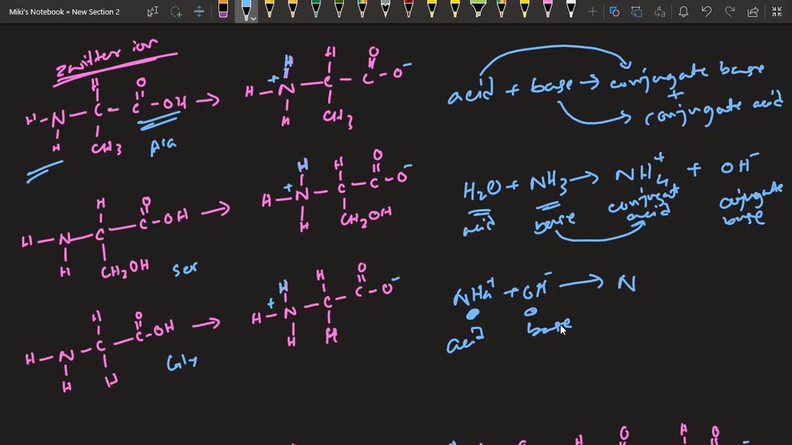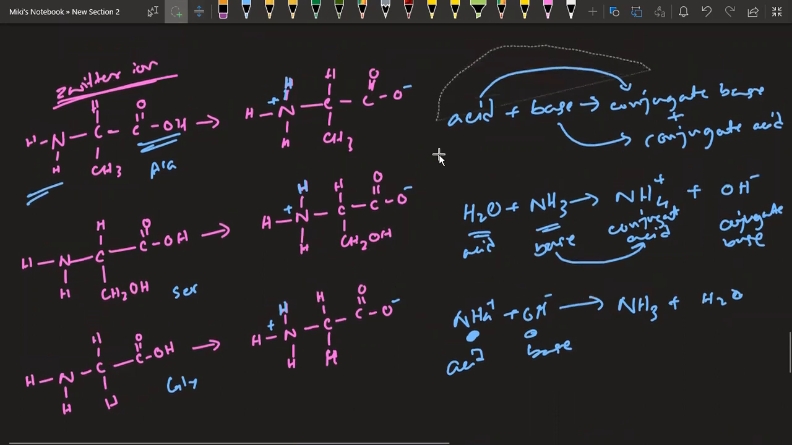Now they are going to react, and the acid is going to lose H plus, forming NH3. It lost H plus, and OH minus is going to gain that H plus, forming what? H2O. Now what did they form? NH4 plus formed the conjugate base, and OH minus formed the conjugate acid. Okay, so this is the process of how it works. I hope you got it.